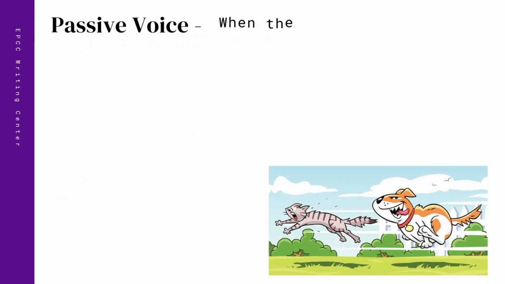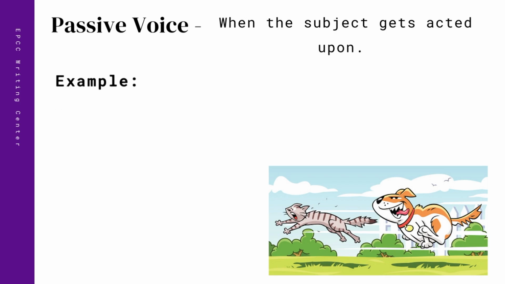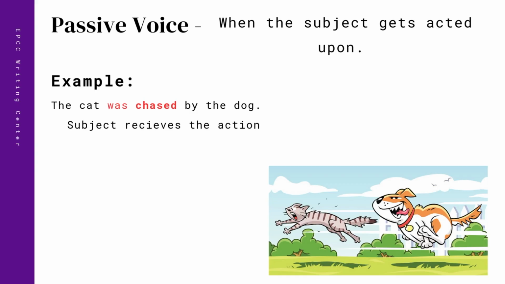Passive voice, when the subject gets acted upon. Now, let's flip our first example from active voice to passive voice. The cat was chased by the dog. Now, the cat is the subject of the sentence, but it's not doing anything. It's just being chased. This is passive voice. The subject receives the action.